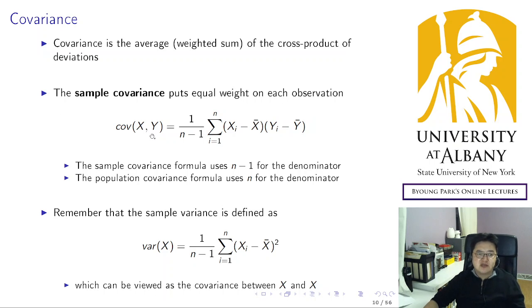Numerically, the formula goes like this. The covariance between random variables x and y will be calculated like this: deviation in x, deviation in y, multiply them, sum, and divide by n. But the reason we use n-1 in the denominator is that the estimate is unbiased only when we use n-1 in the denominator.